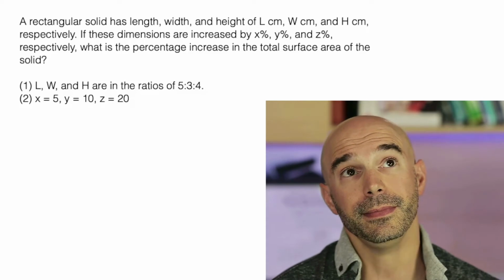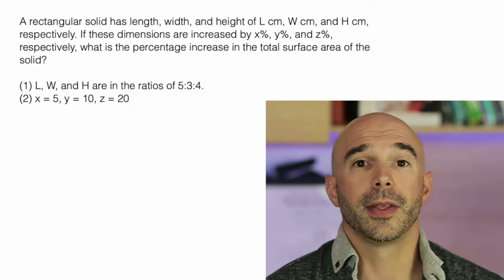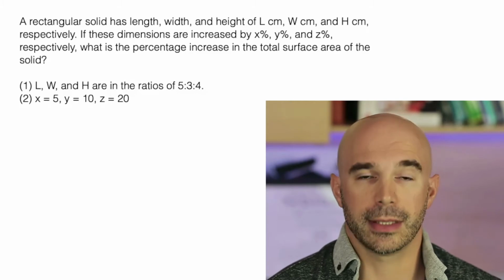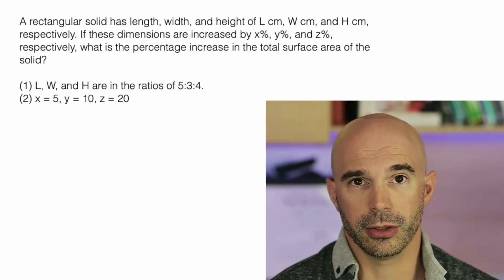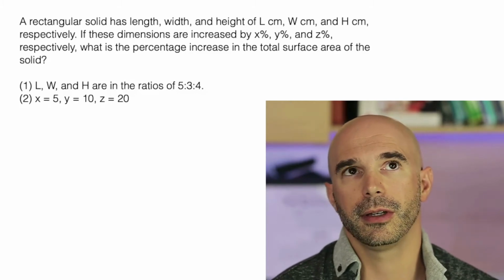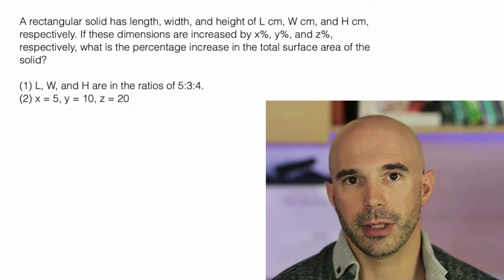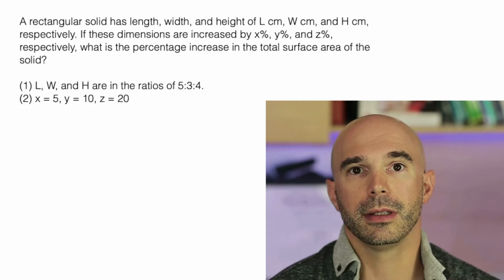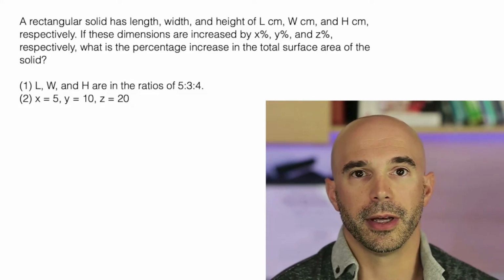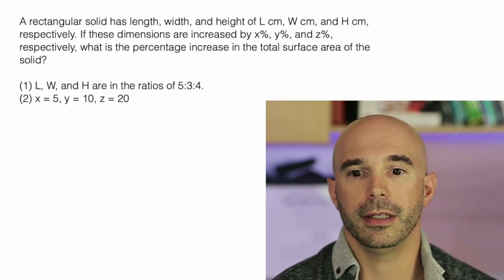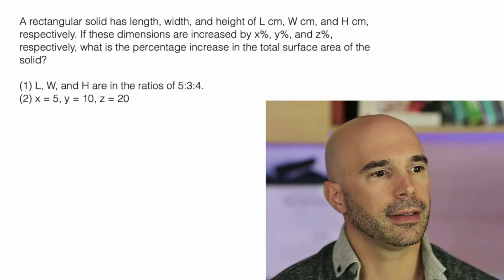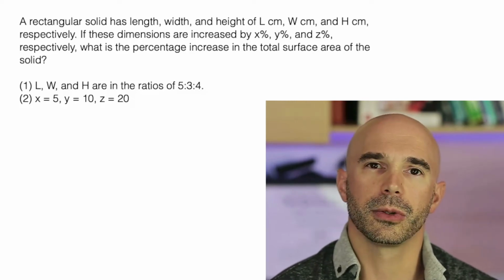So let's think about this together. What if the change factor was the same for each dimension? For example, think of some rectangular solid, and let's say that I double the length, I double the width, and I double the height. So I'm multiplying every dimension by the same factor. How would that impact the total surface area?